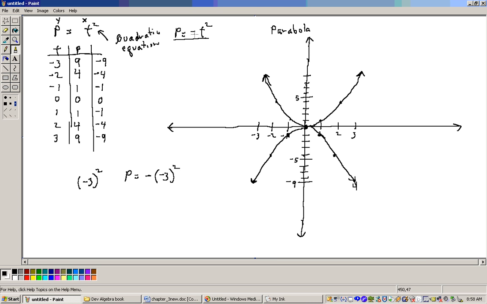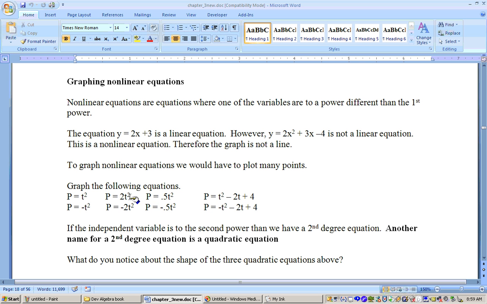So when the leading coefficient, the number in front of the variable that's squared, is negative, you get a parabola that's opening down. And when it's positive, you get a parabola opening up. For example, let's take a look at another one here. This one, p equals 2t squared. Well, that's going to be a parabola opening upward. And you'll find out that it will be a thinner parabola. This one is a parabola opening downward because the leading coefficient is negative. And if the leading coefficient is bigger than 1, then it becomes thinner. Like, for example, this leading coefficient is 1. This is bigger than that, so it'll be thinner opening up.